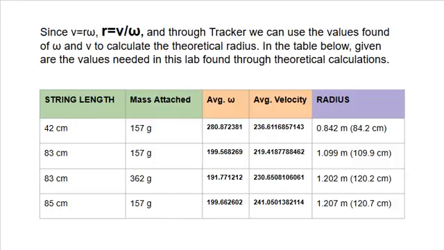Next, we have the hypothetical radius. This was found by using the radius equation and plugging the average values of velocities given by Tracker into a calculator. After dividing velocity by angular velocity, the radius was found.